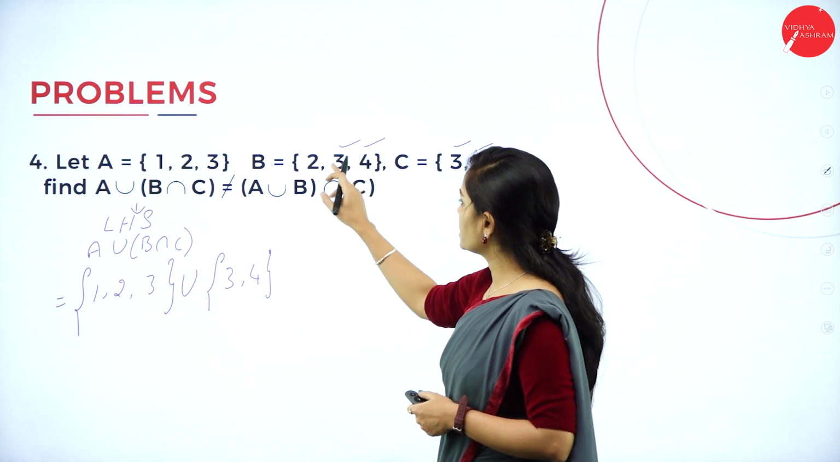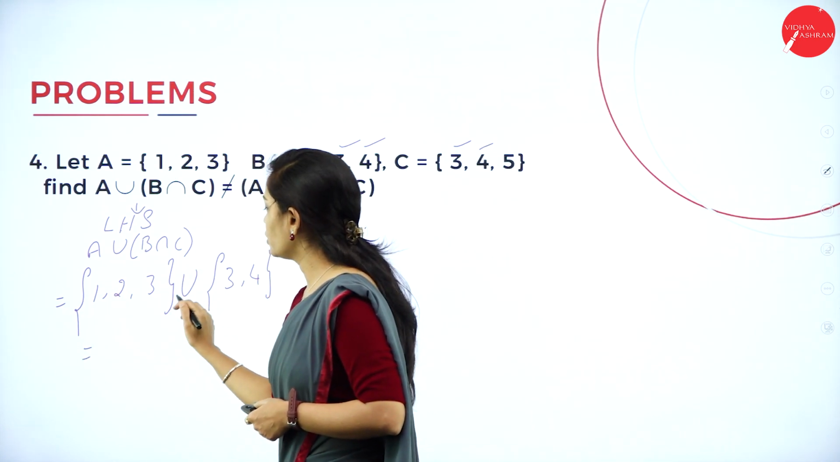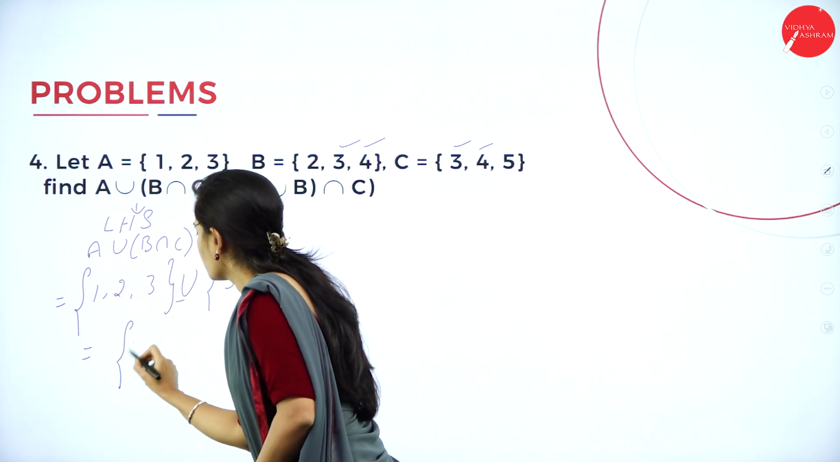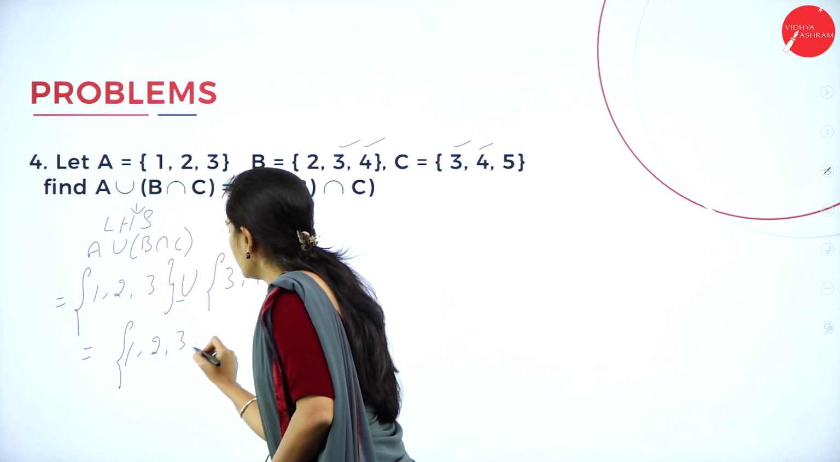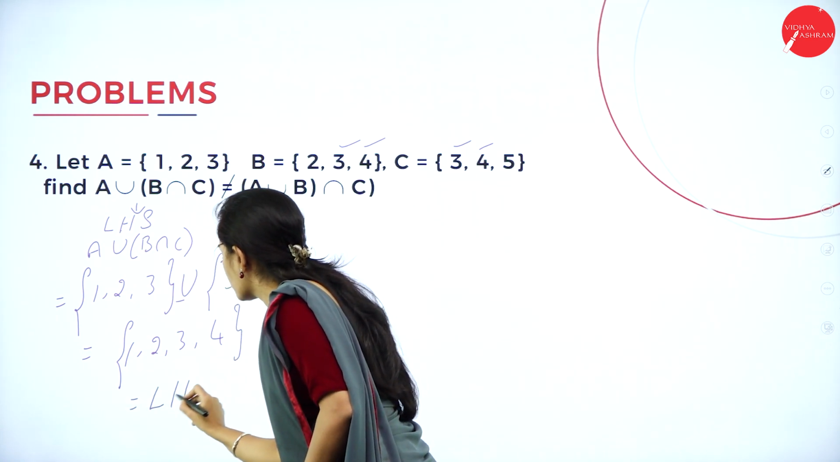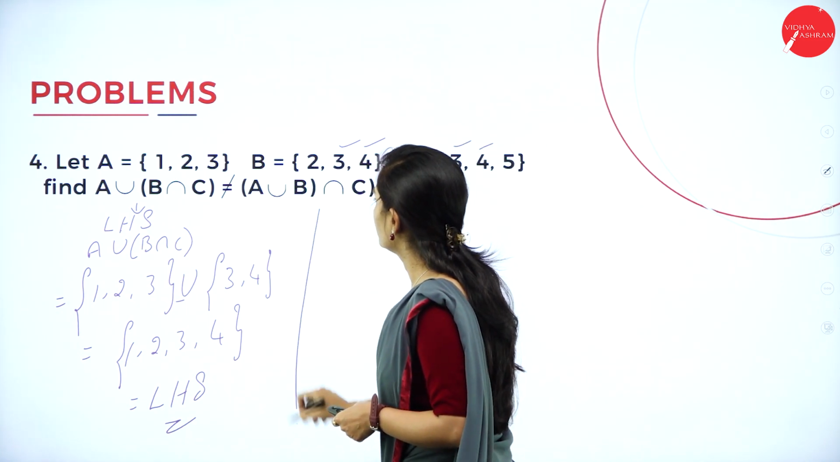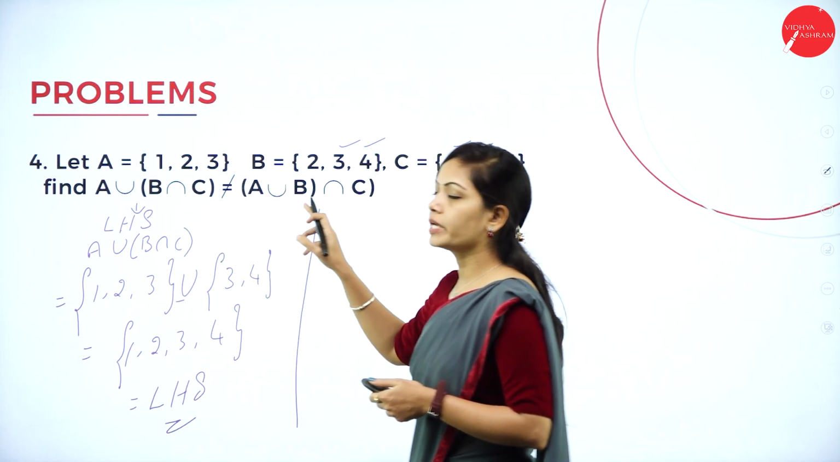So common in both set B and set C is 3, 4. So again find out the union here: 1, 2, 3 and 4. So this is your LHS. Now prove that LHS is not equal to RHS.